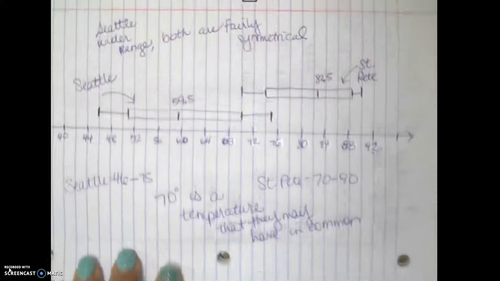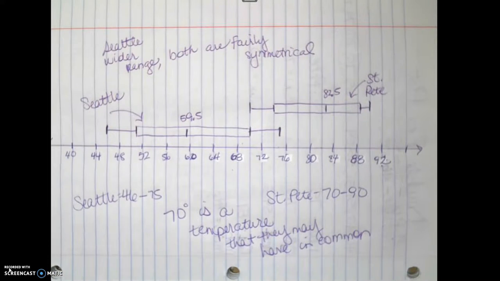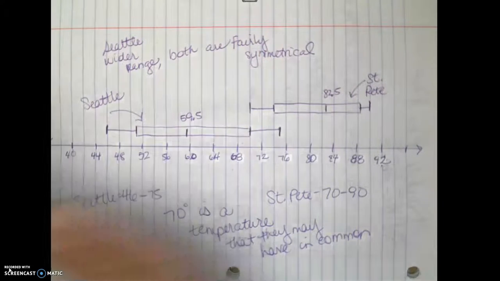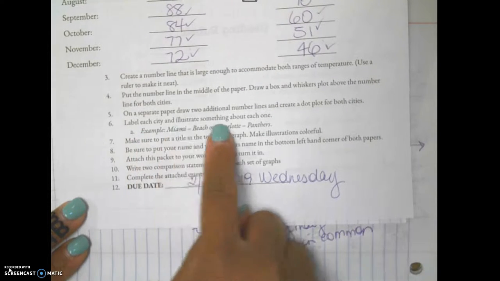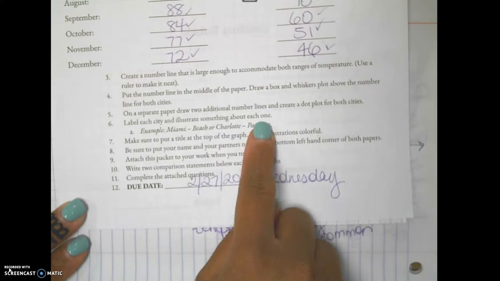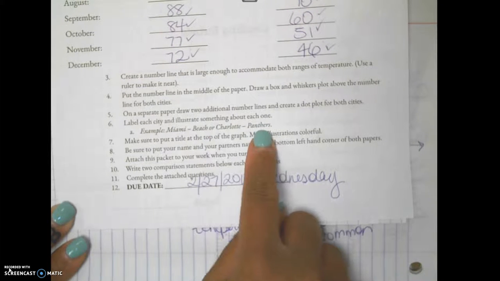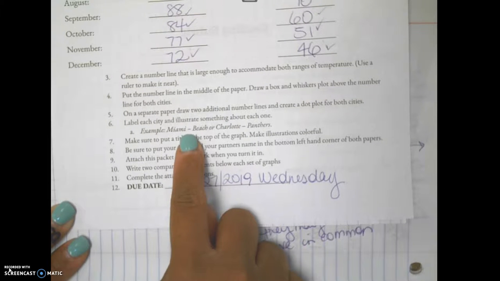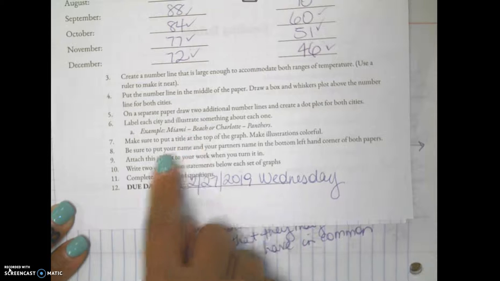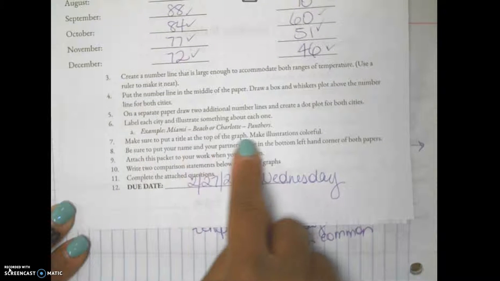Those are two comparisons and contrasts of the two box plots. That is what I expect you to do. Also on there, this is due on Wednesday, by the way, it says label each city and illustrate something about each one. You can draw pictures, you can print out, you can use colors, whatever, for their basketball teams, football teams. I don't care. But I want it to look like you've shown some effort. Make sure to put a title at the top of your graph.